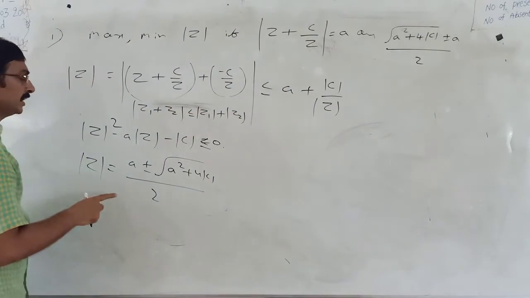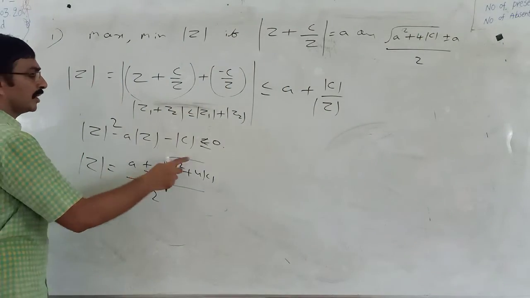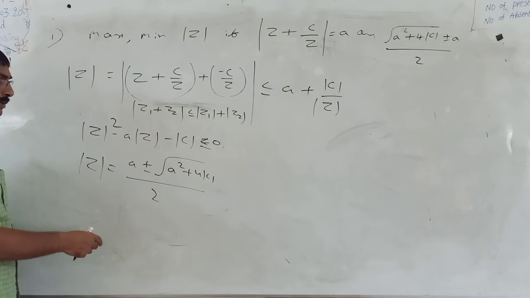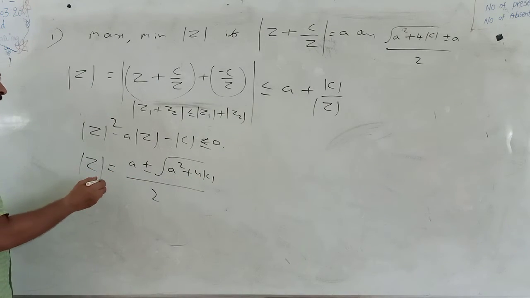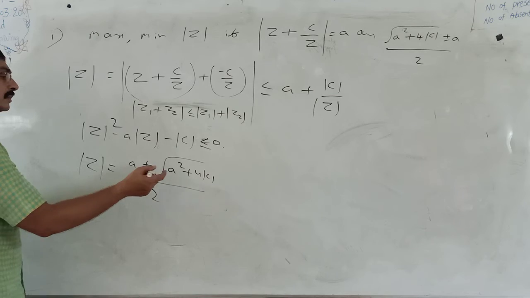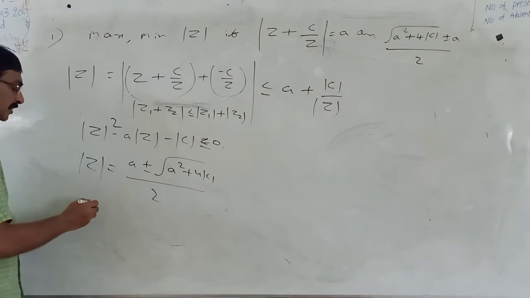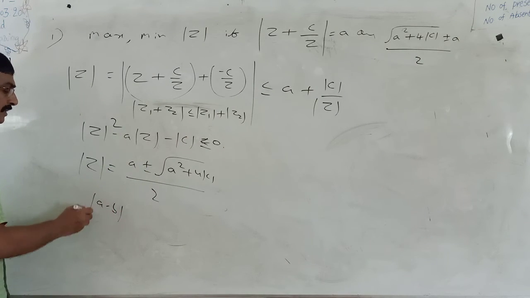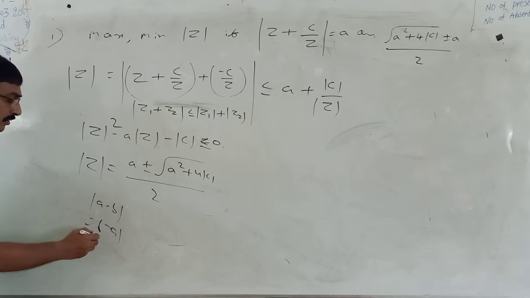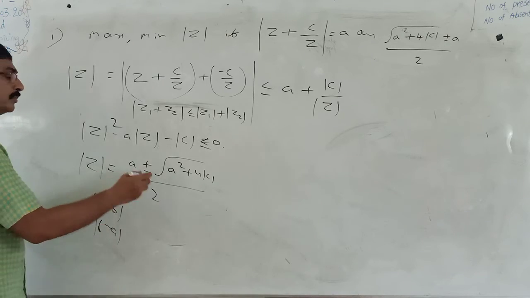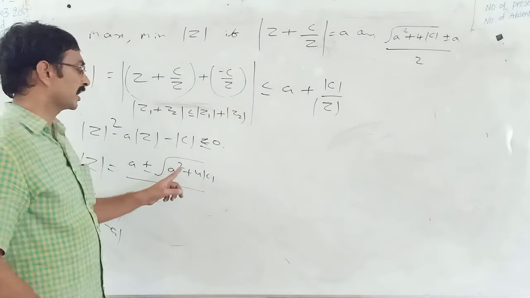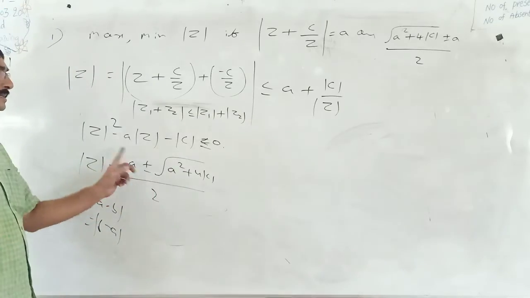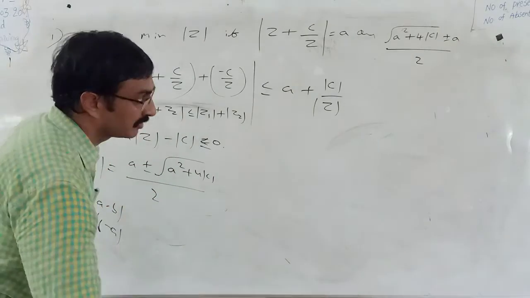But the minimum value is not a minus root of a squared plus 4 into mod c by 2, because that is negative. In that case, the minimum value is that one minus this one. Modulus of b minus b is nothing but 2, modulus of b minus c. So the minimum value is root of a squared plus 4 into mod c, minus a, by 2.